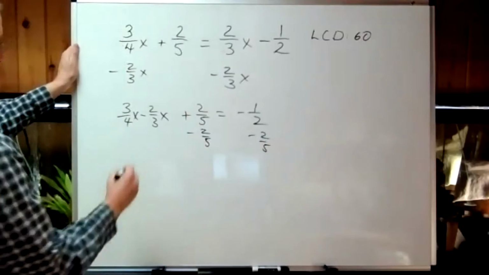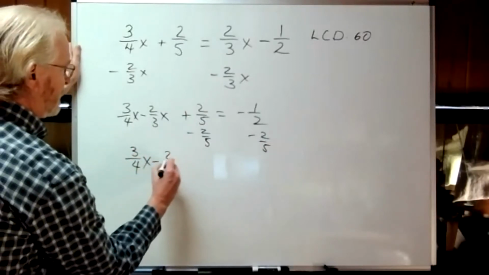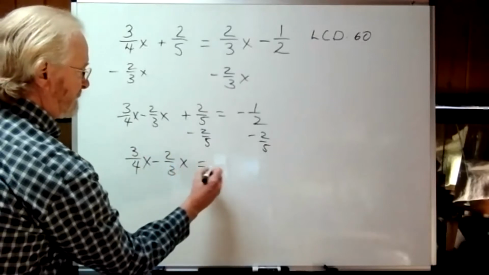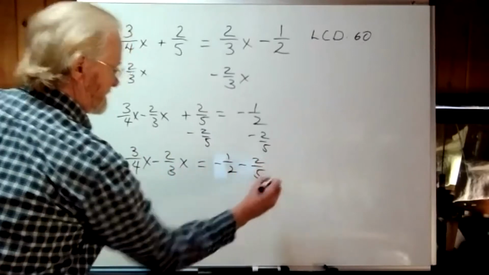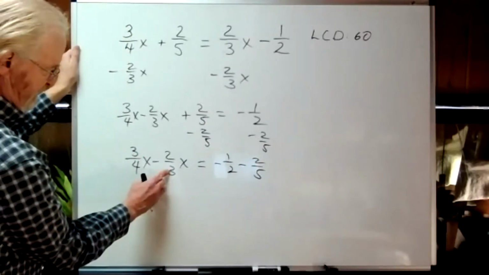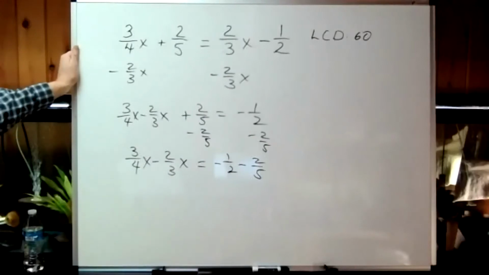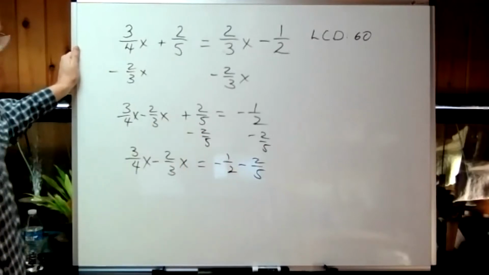I'm not worrying about the fractions yet. I'm just moving things to their own side, you might say. Right? Here I got all the x's on the left and all the constants on the right. Now I'm going to worry about combining them.